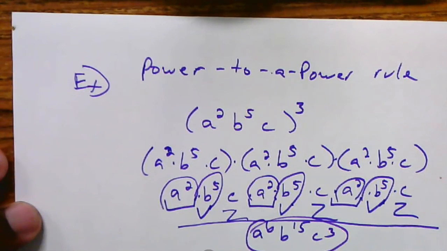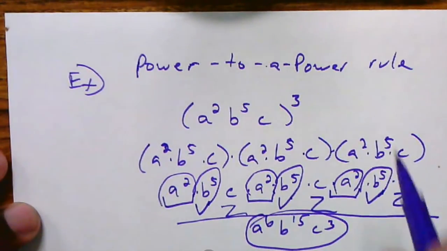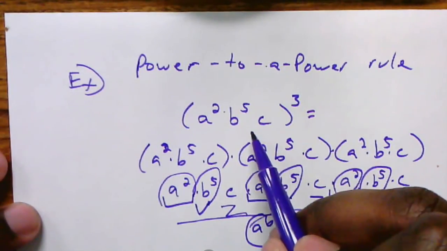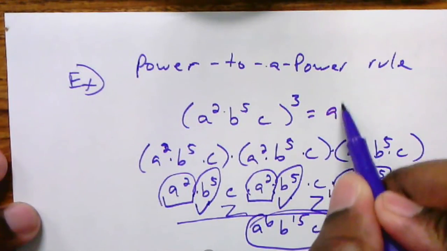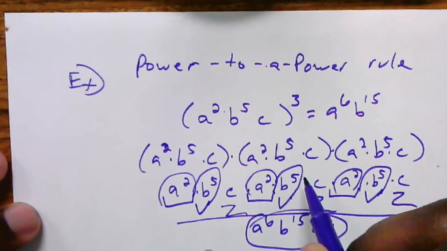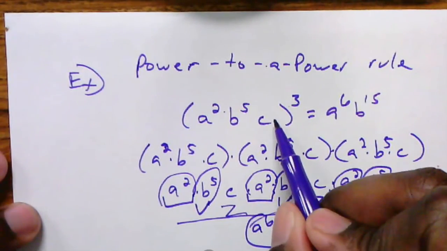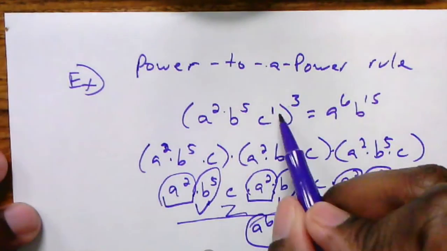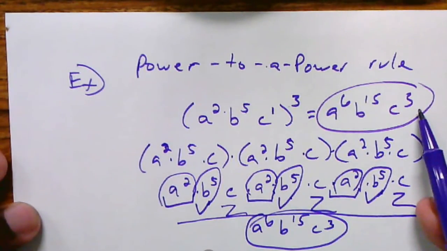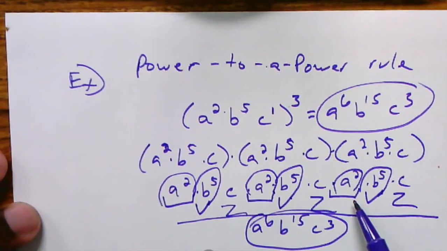Nobody really does it all the way that way, unless they're trying to prove that they're right. Truth be told, we simply take the original problem and multiply each exponent by 3. So it becomes a to the 6th. 5 times 3 is 15, so b to the 15th. There's no exponent on the c, but there's an understood 1 there. So 1 times 3 will be c to the 3rd. A lot faster way of getting that answer than expanding it.